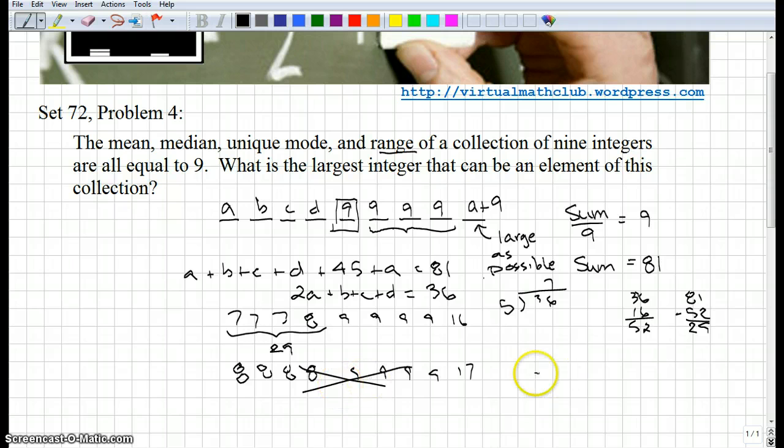Okay? So our answer is that the largest integer that can be an element of this set is 16. Okay, and this is what the set would look like when the biggest one is 16.